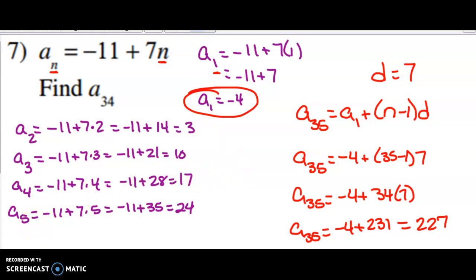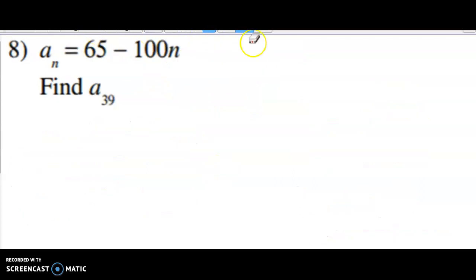All right, let's pick up where the last video left off. We were looking at our answer, and we had an answer of 227. So that's going to be what a sub 35 equals. We have a new formula, and we're going to see if we can figure out.